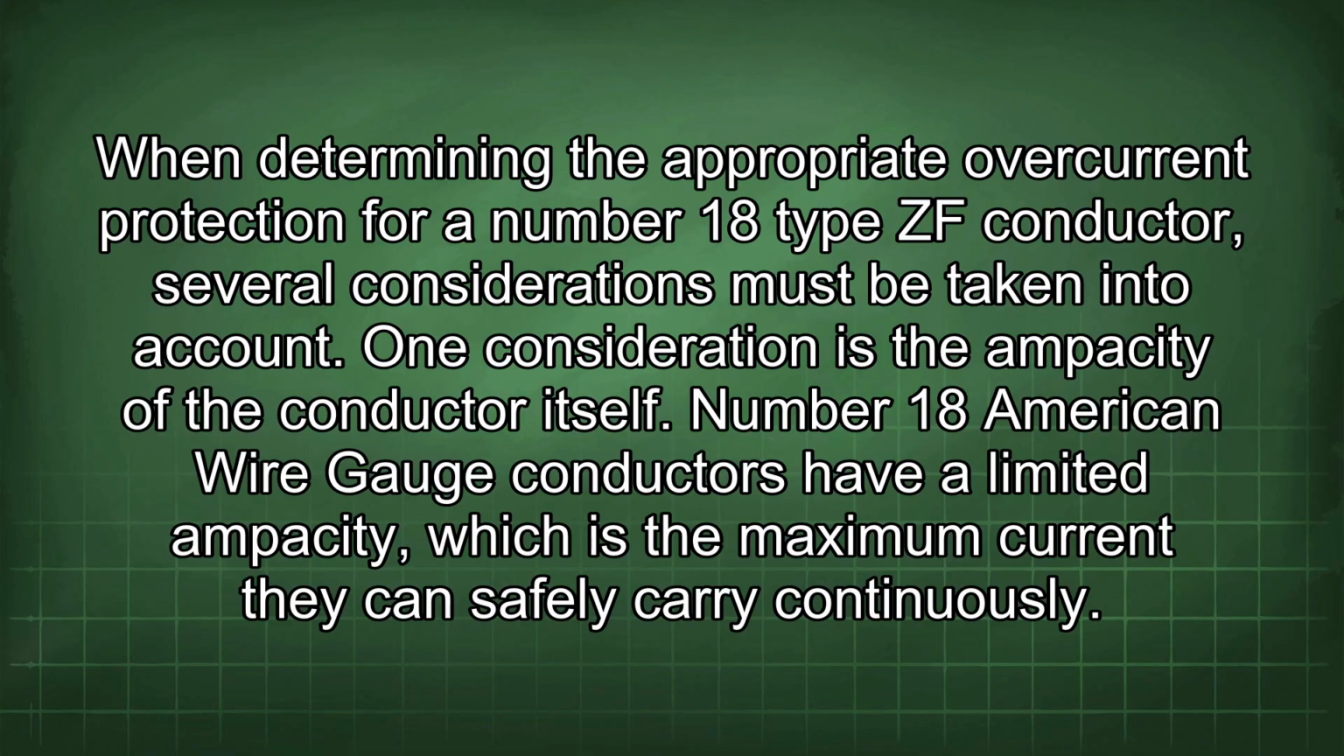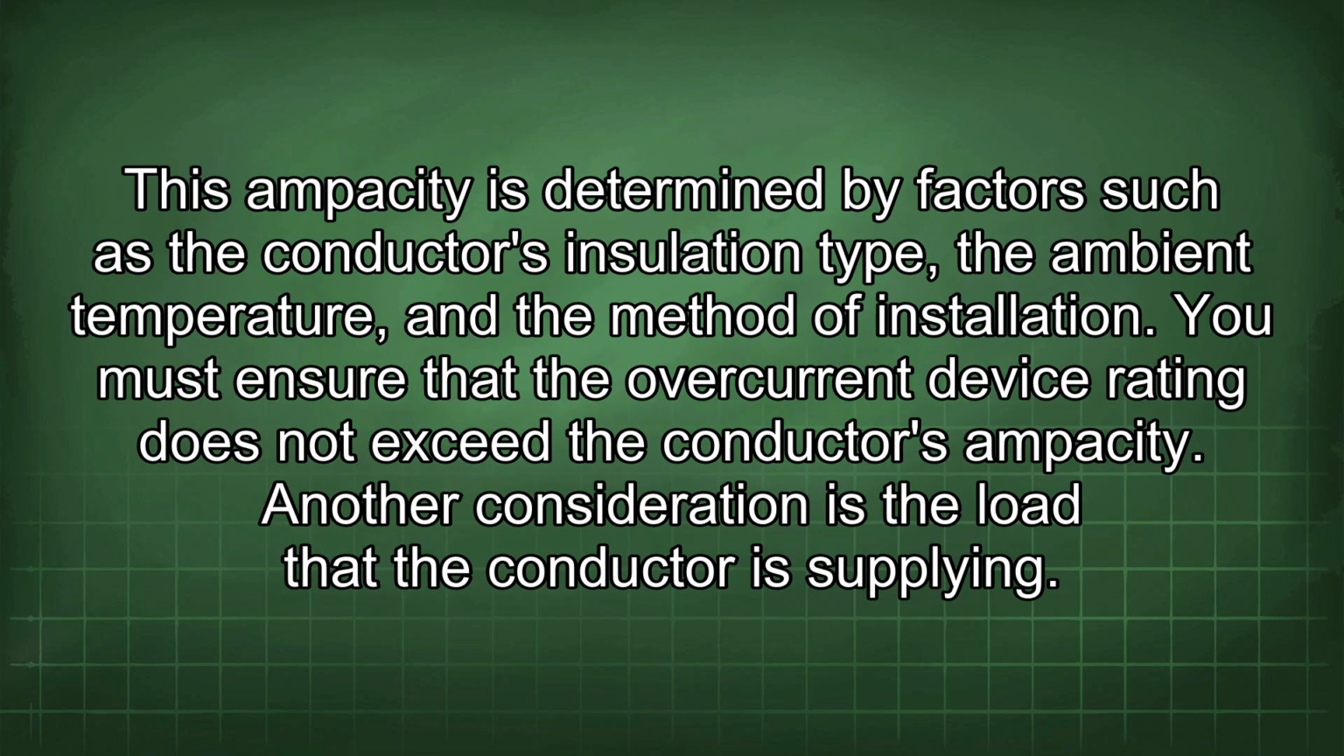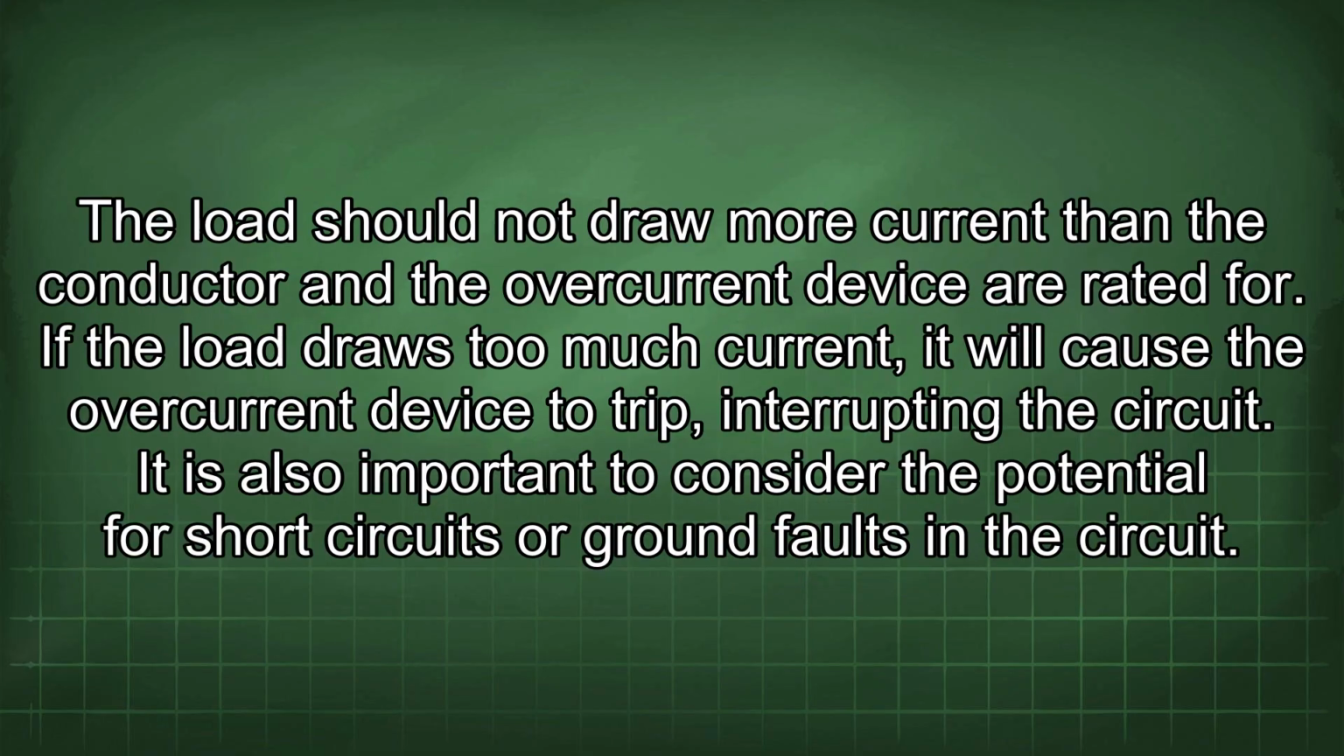Number 18 American wire gauge conductors have a limited ampacity, which is the maximum current they can safely carry continuously. This ampacity is determined by factors such as the conductor's insulation type, the ambient temperature, and the method of installation. You must ensure that the overcurrent device rating does not exceed the conductor's ampacity. Another consideration is the load that the conductor is supplying. The load should not draw more current than the conductor and the overcurrent device are rated for. If the load draws too much current, it will cause the overcurrent device to trip, interrupting the circuit.